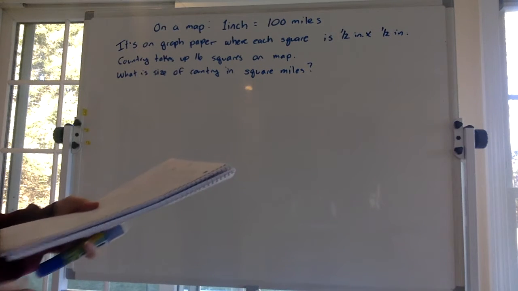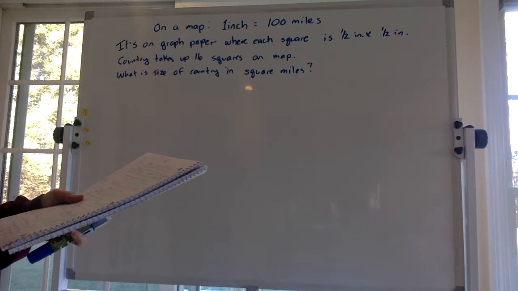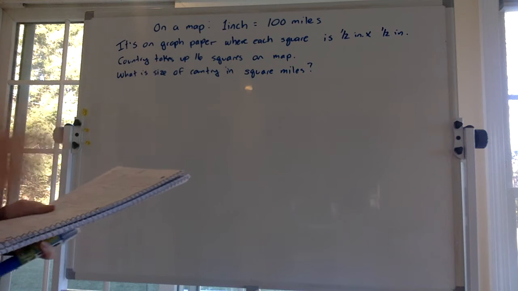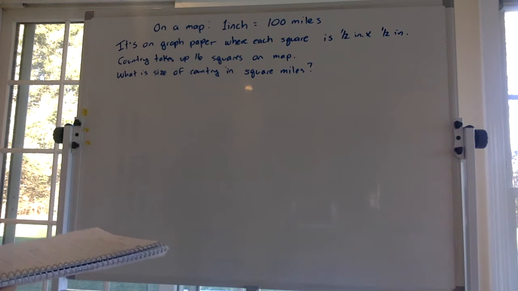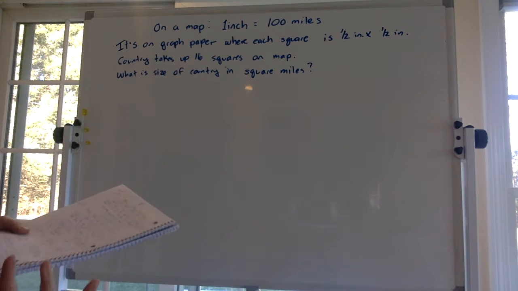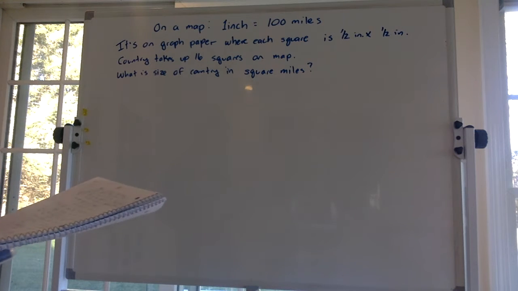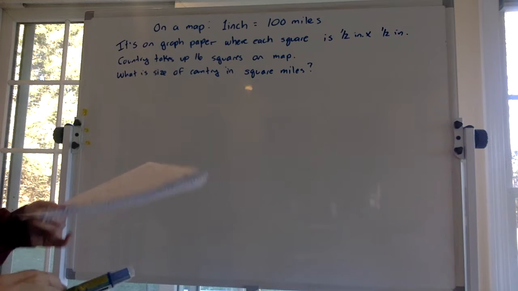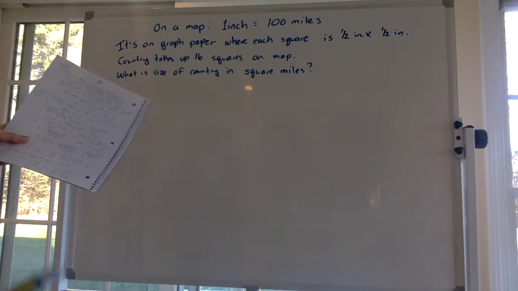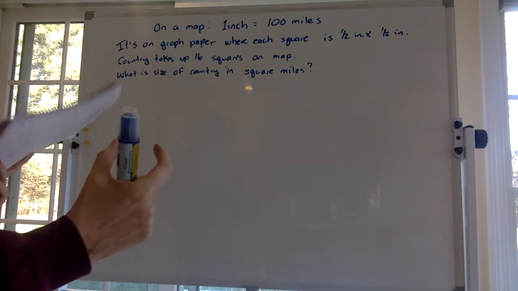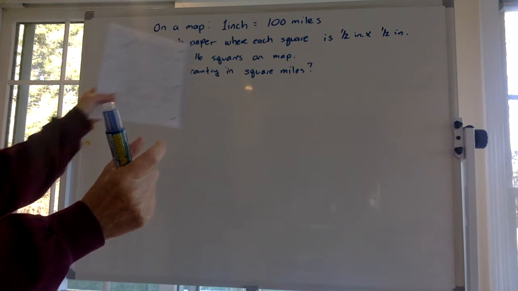Hi, everybody. This is a problem where we're going to deal with maps and figure out how big something is in square inches on a map and then convert it to how big it is in square miles. Okay, so we have a map where 1 inch equals 100 miles.